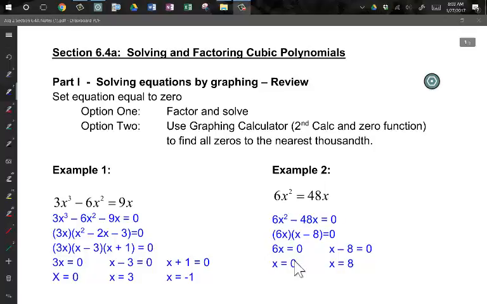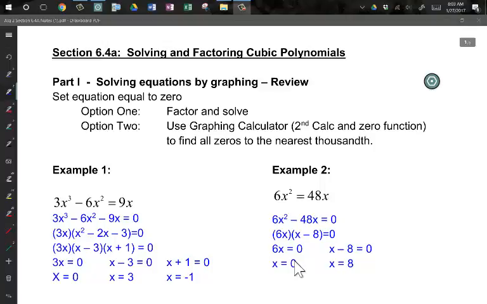So in section 6.4, we're going to break this up into two parts. The first part we're going to focus on factoring and solving, and then on the second part, which we're going to do on Monday, we're going to focus on the other piece, complex roots and things like that, as we work through here. So this first piece is just a review of what we've done so far this chapter with factoring.